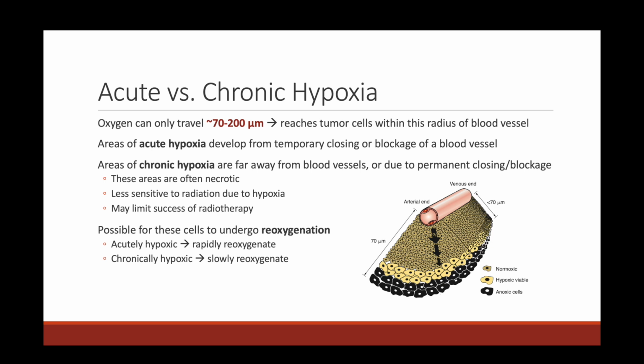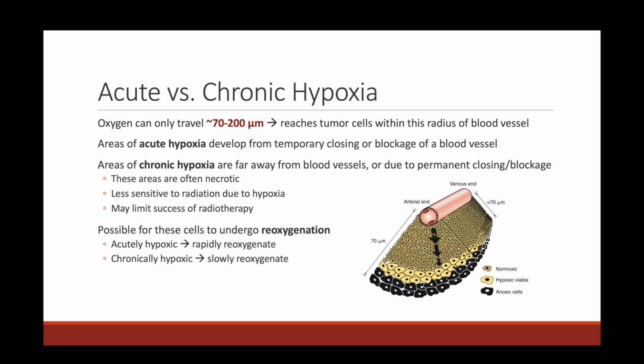So these areas of chronic hypoxia are just far away from the blood vessels in general, or they can be due to some type of permanent closing or blockage. So because there's no oxygen, these areas are often necrotic. They are often less sensitive to the radiation because they are hypoxic, right? And most of the time we're using sparsely ionizing radiation, such as either photons or protons. And so these areas end up being less sensitive to radiation, and that can limit the success of our radiation treatment.